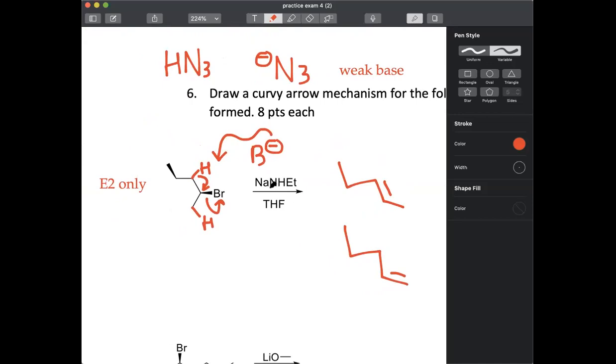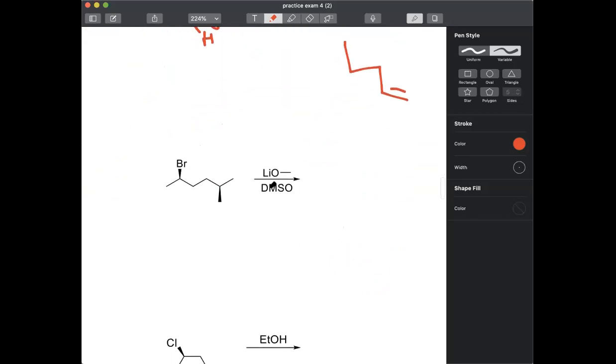No SN2 product, because amides are very, very strong bases. They're not good nucleophiles because they're super strong bases. All right, next one. What's happening here?